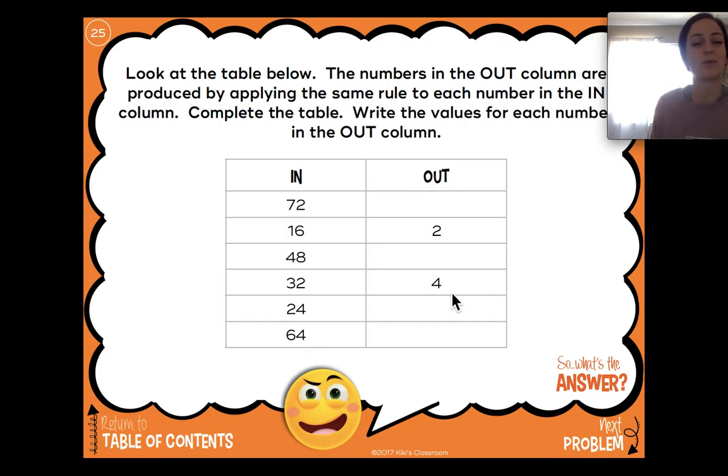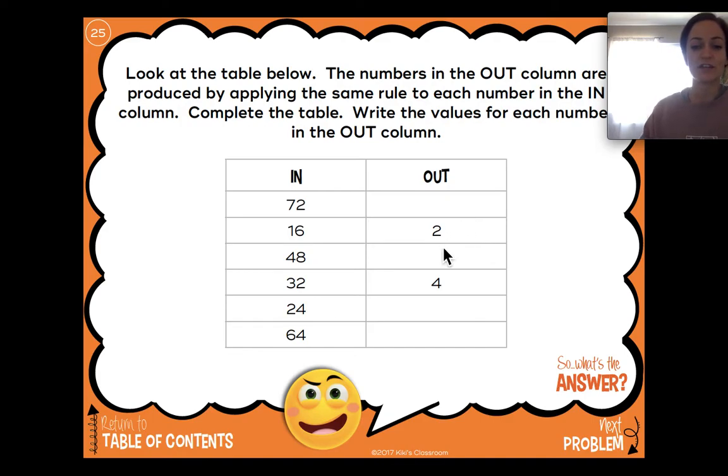Remember, we're talking about multiplication and division. So what did they do to 16 to get 2? What did they do to 32 to get 4? It's the same rule for all of them. Okay, so once you figure out the rule, then you're going to do it to each one. So you'll put 72 in, and you'll get the rule out. Go ahead, pause the video, and see if you can solve this problem. Go.